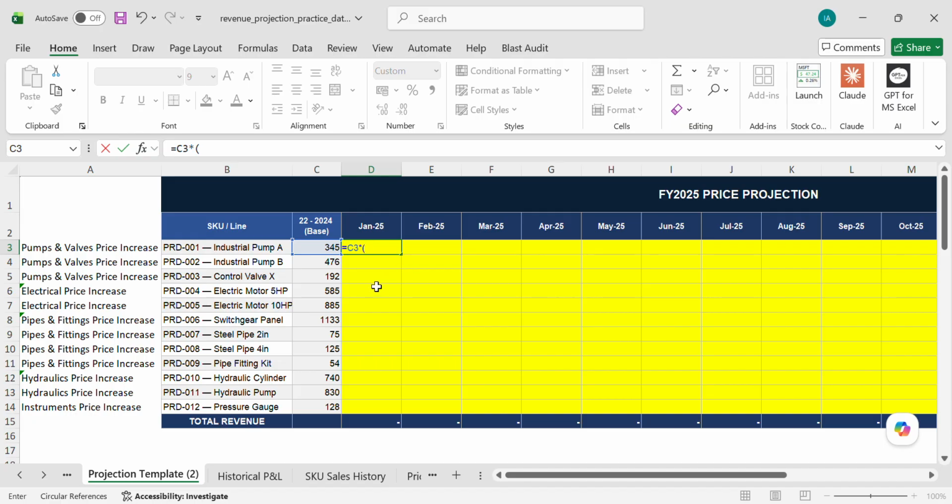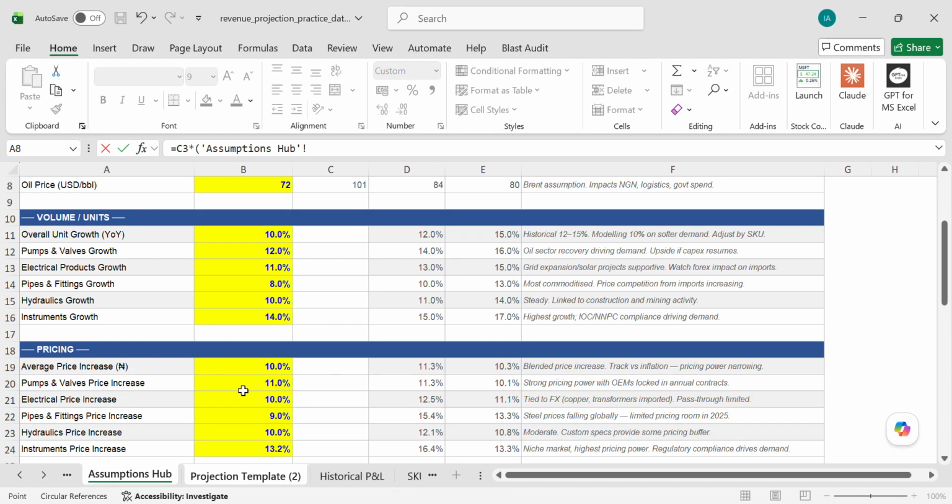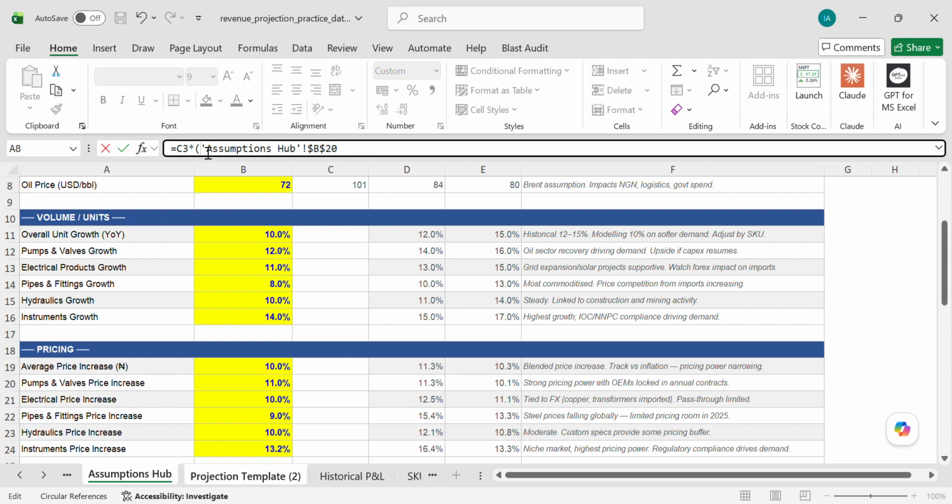Now, what is the percentage increase in price we are using for pulp and bags? Now let's go to our assumption. Assumption here says pulp and bags is 11% for price. So I'm going to anchor it here and freeze it. I'll do 1 plus this, right? So this is 1 plus this.